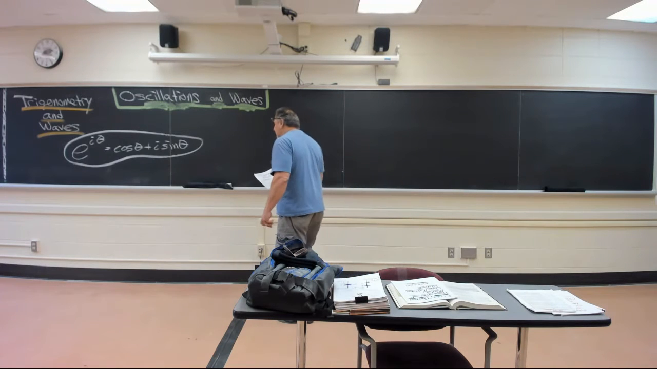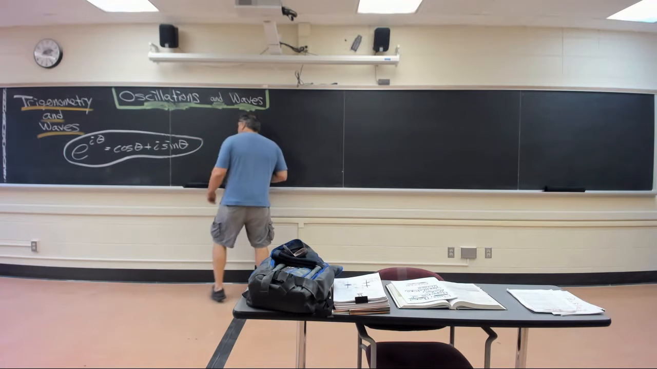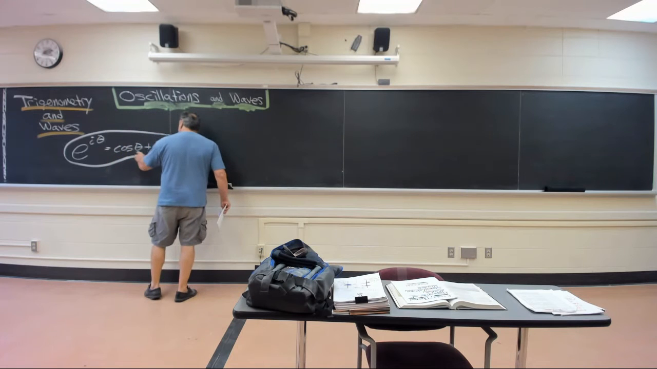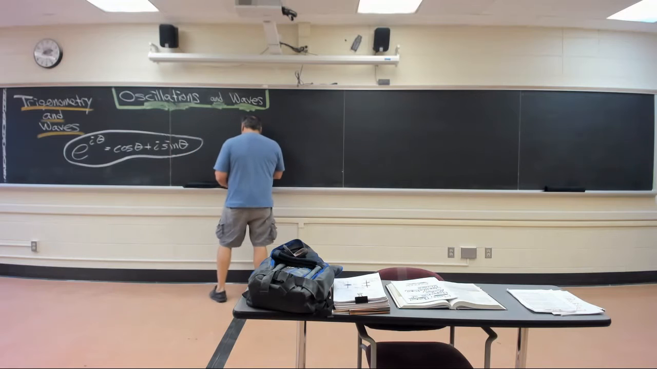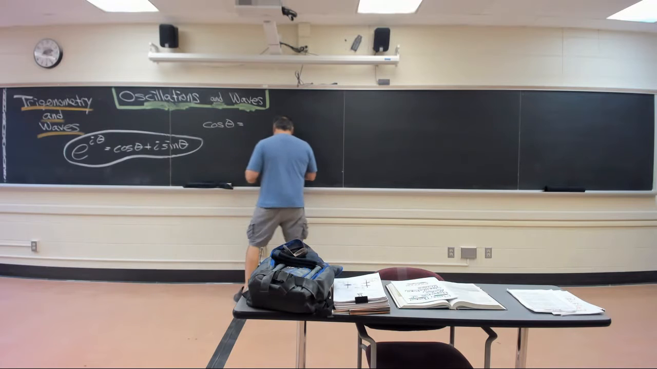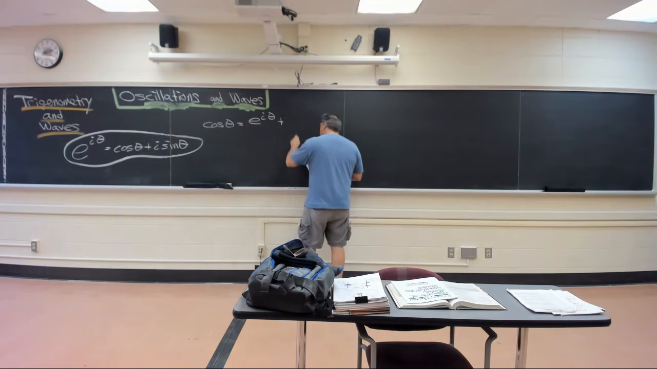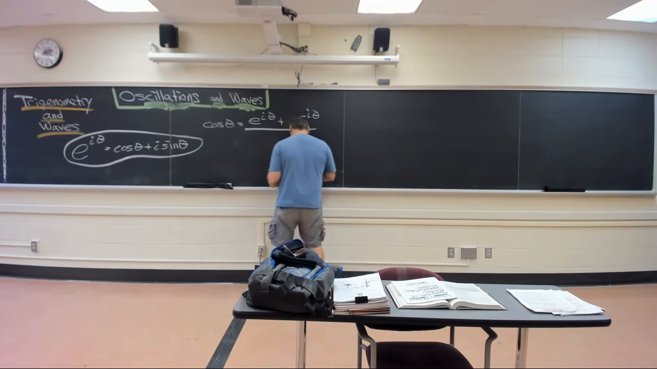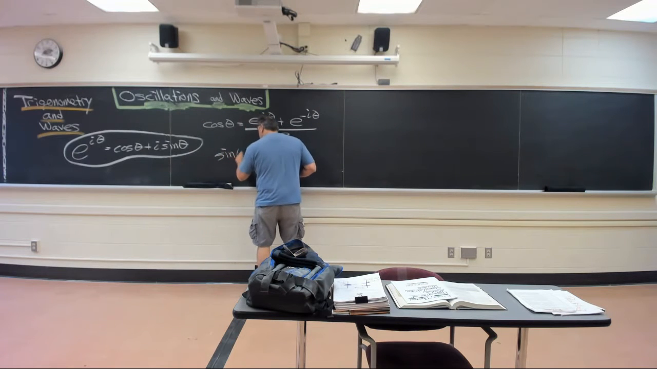So e^(iθ) = cos θ + i sin θ. If you manipulate this, e^(-iθ) = cos θ - i sin θ. There are a lot of tricks of the trade out there. We can find out what the cosine of θ is in terms of complex analysis, and we can find what the sine of θ is.